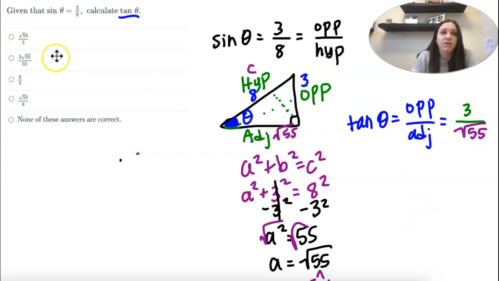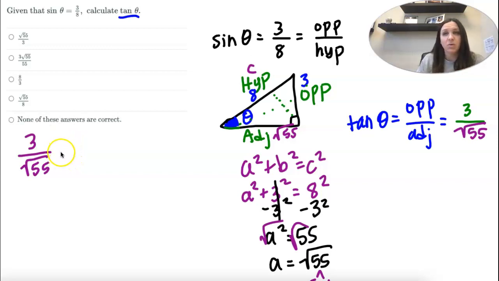Okay, so look over here at our answers. None of them are there, right? That's because you cannot have a square root in a denominator. That's not okay in math. So what we do to get rid of that is we do this thing called rationalize the denominator.